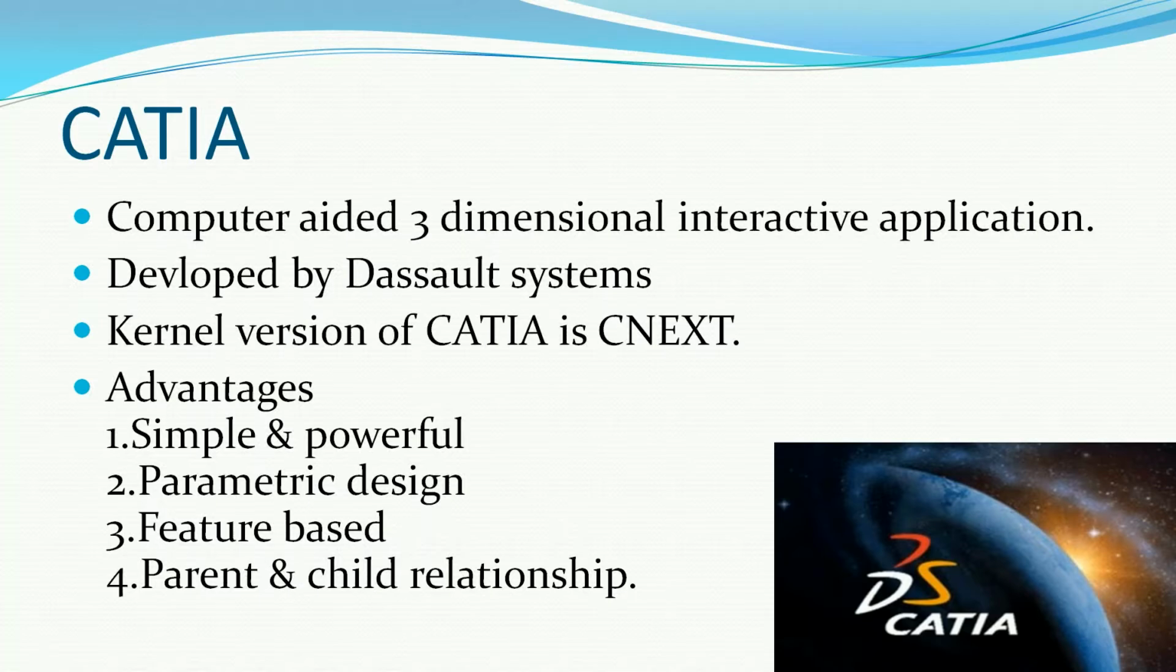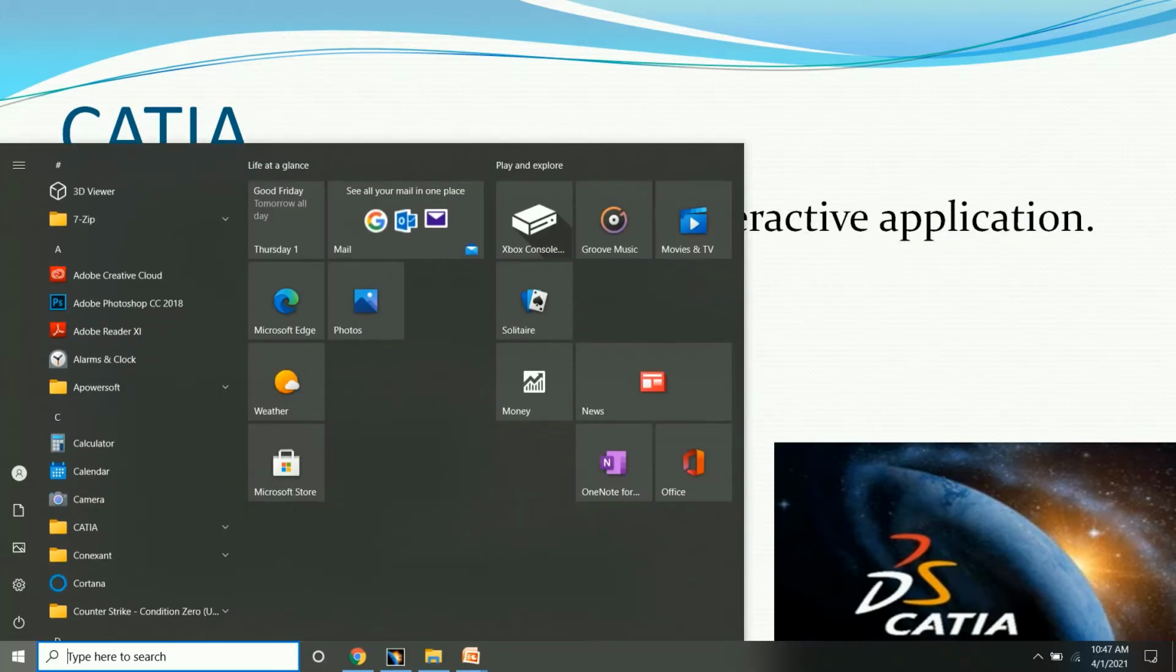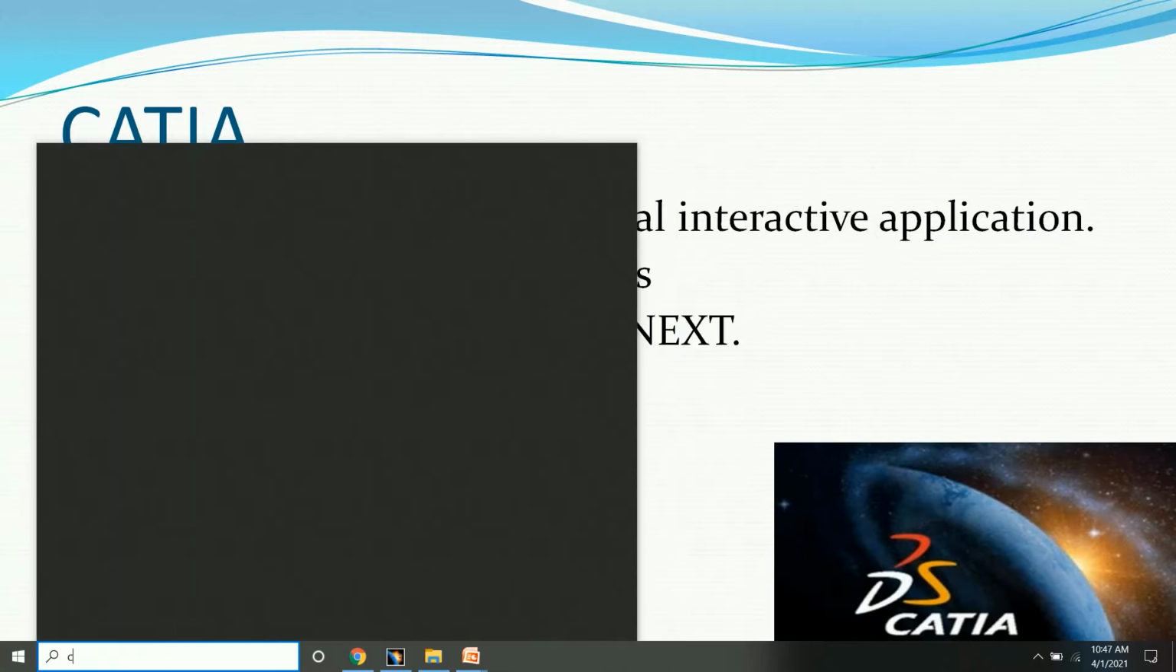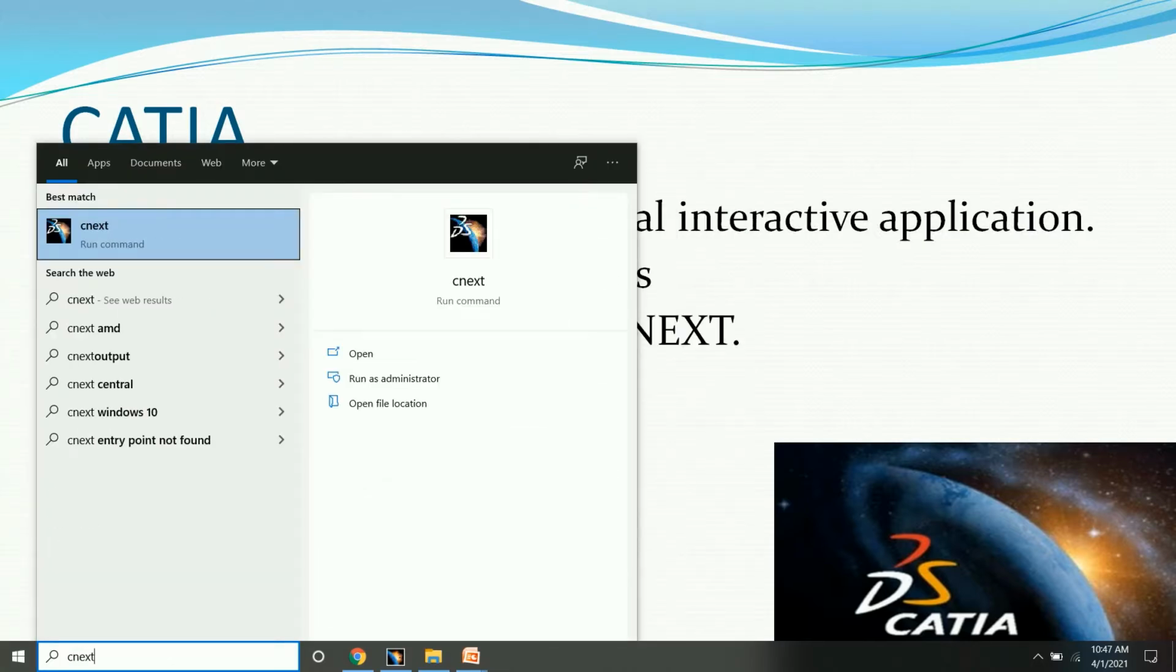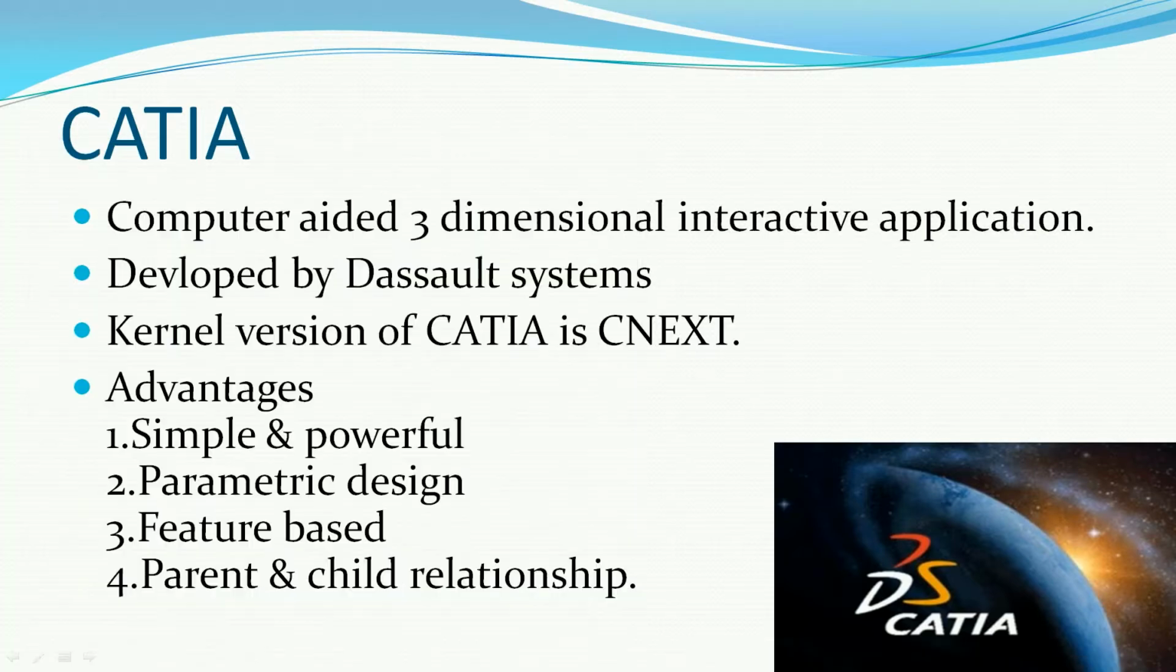Next is, what is the kernel version of CATIA? The kernel version of CATIA is CNext. And what is meant by kernel version? When we type CNext in the search window, you can open it from there, or you can open it by double clicking on the CATIA icon.